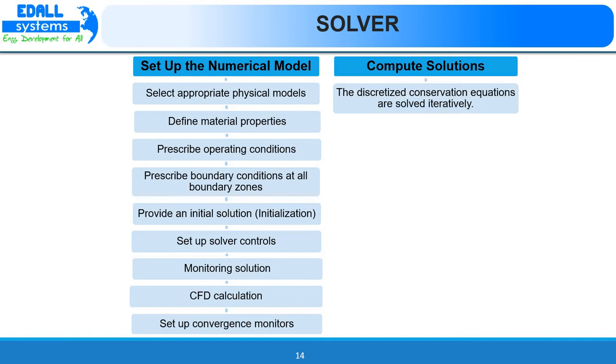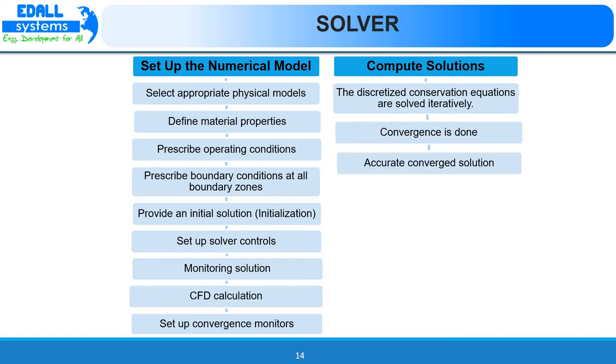In computing solutions, the discretized equations are solved iteratively. Number of iterations are usually required to reach converged solution. Convergence is reached when changes in solution variables from one iteration to the next iteration are negligible. Finally, accurate converged solution is obtained.